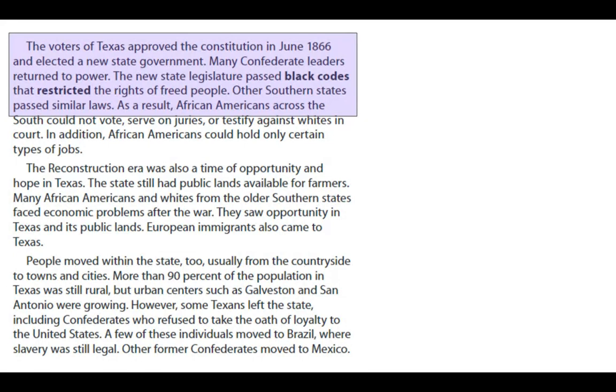More than 90% of the population in Texas was still rural, but urban centers such as Galveston and San Antonio were growing. However, some Texans left the state, including Confederates who refused to take the oath of loyalty to the United States. A few of these individuals moved to Brazil, where slavery was still legal. Other former Confederates moved to Mexico.